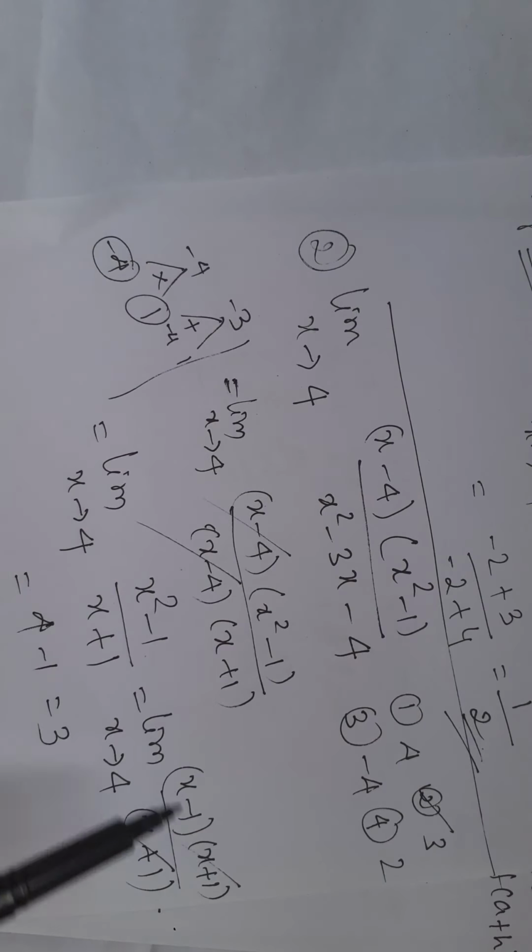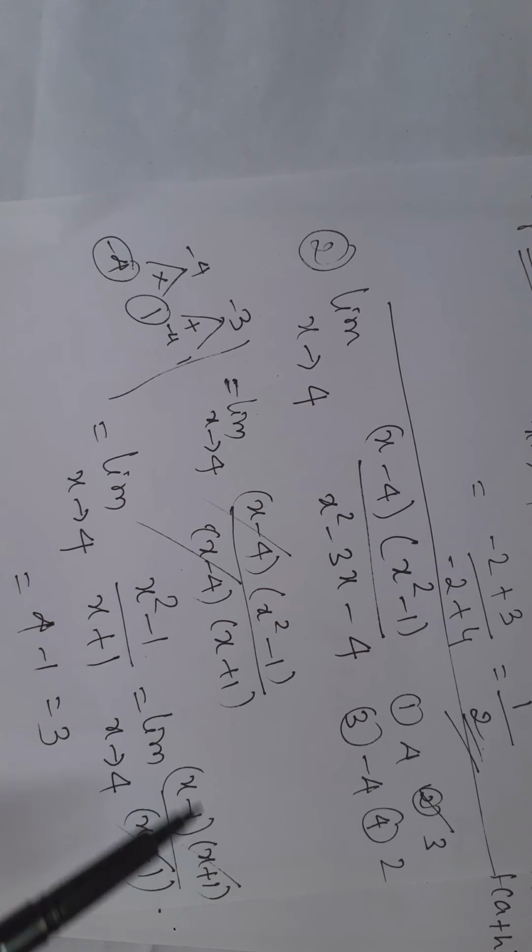So after factorization, x square minus 1 we can write as x minus 1 into x plus 1, divided by x plus 1. The x plus 1 terms cancel each other. We are left with 3, option 2 is the answer. This is the technique of factorization that can be used.